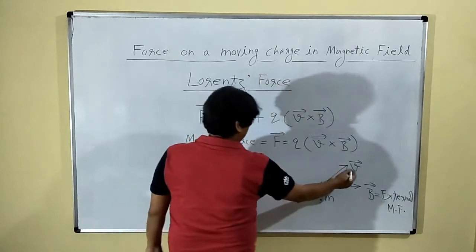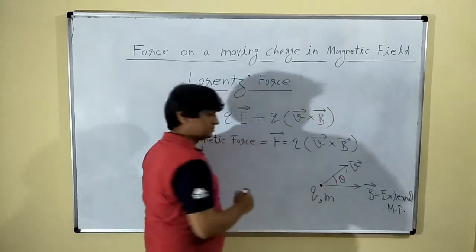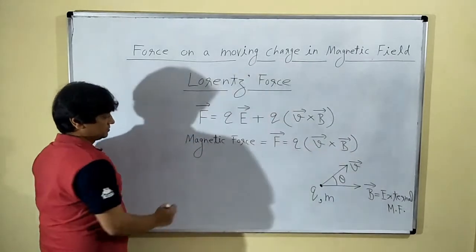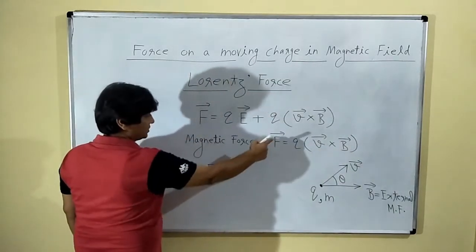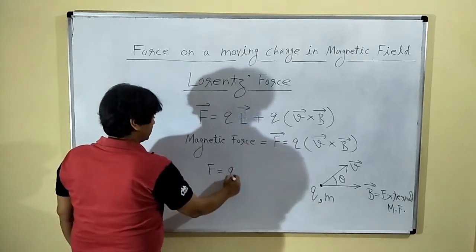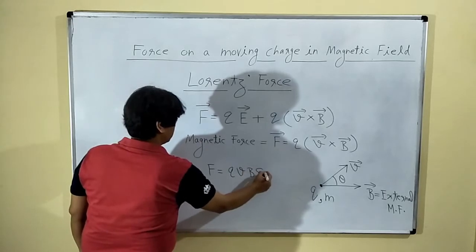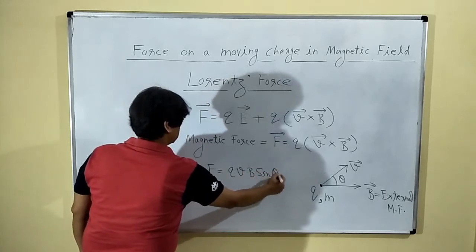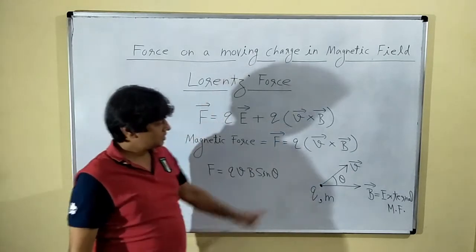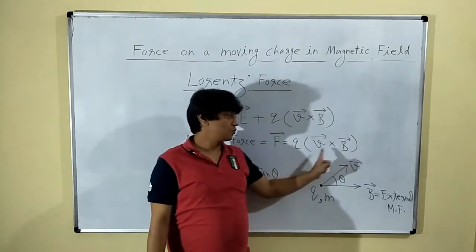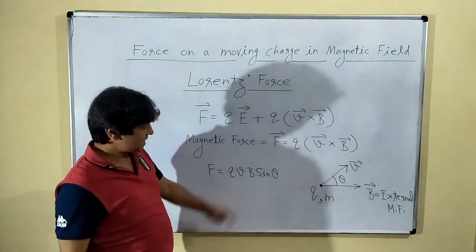If the angle between V and B is theta, then the magnitude of this F is Q into V into B into sine theta. How do you open the cross product? Q, V into B into sine theta. That's the magnitude.